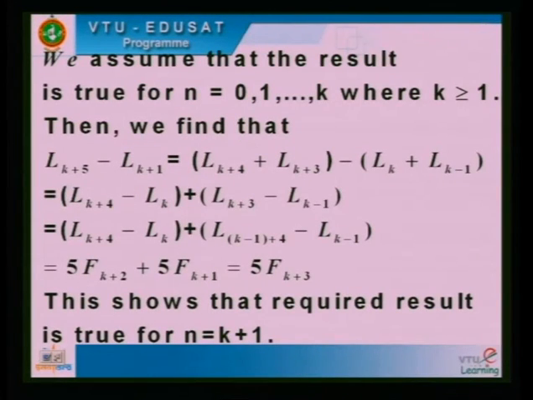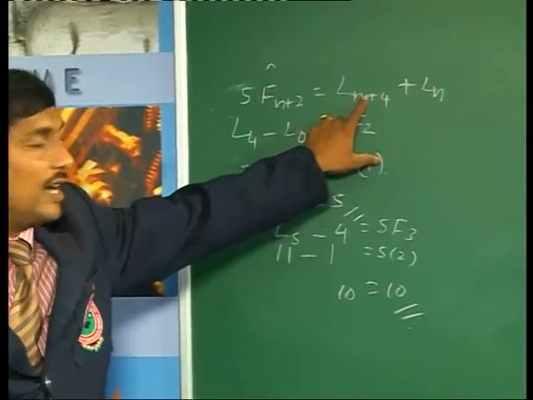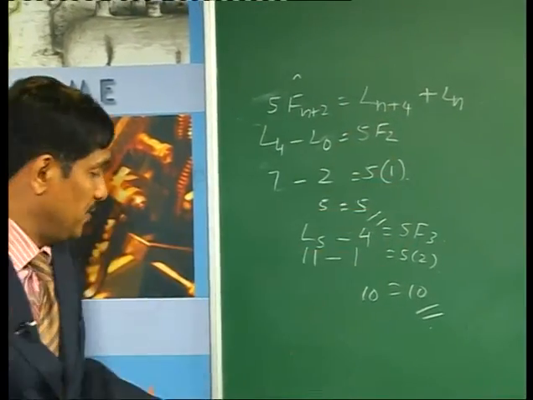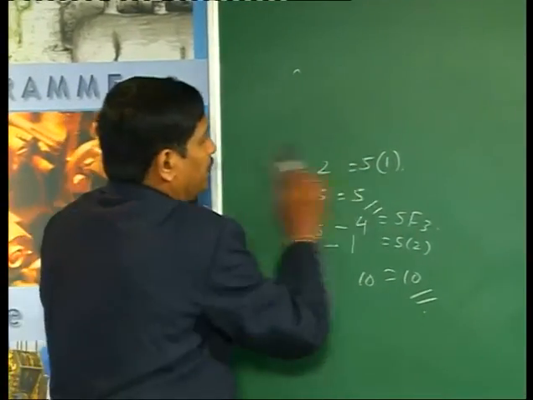Means the base rule is satisfied. Next we assume that the result is true for n equal to 0, 1 to k, where k is greater than or equal to 1. Here then we find L of k plus 5 minus L of k plus 1, where L of n plus 5 means the next number we use here.